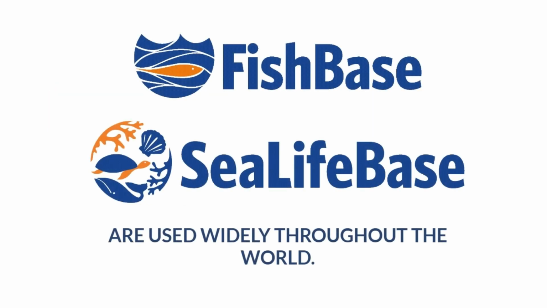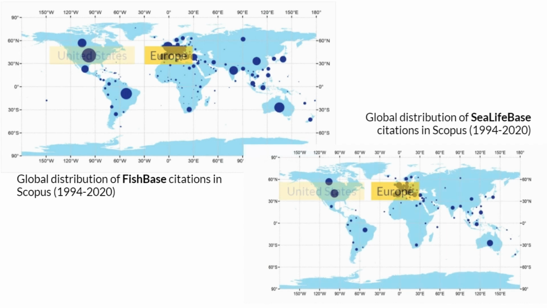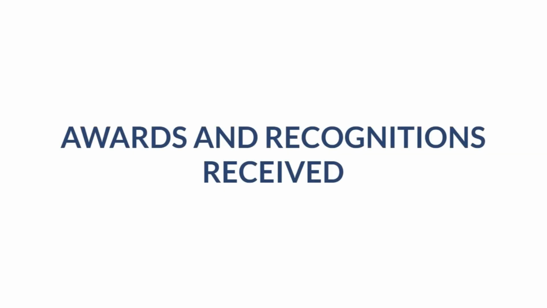FishBase and SeaLifeBase are widely used throughout the world. Regions that use FishBase and SeaLifeBase the most are Europe, the United States, Brazil, and Australia. Both of these species information systems are also indispensable resources for developing countries. As the leading providers of freely accessible online global aquatic biodiversity information, encompassing both fish and non-fish species, FishBase and SeaLifeBase have received acknowledgments and honors from various entities.